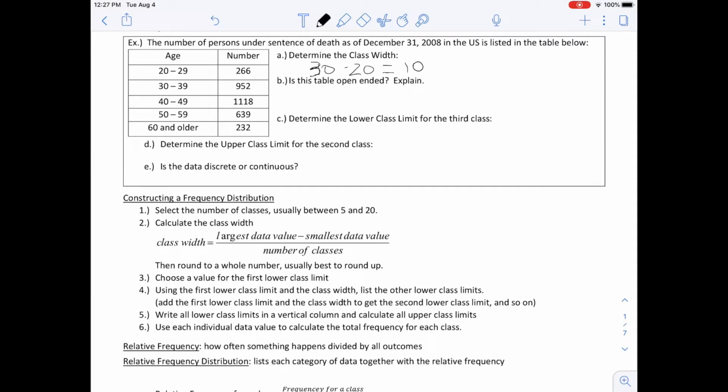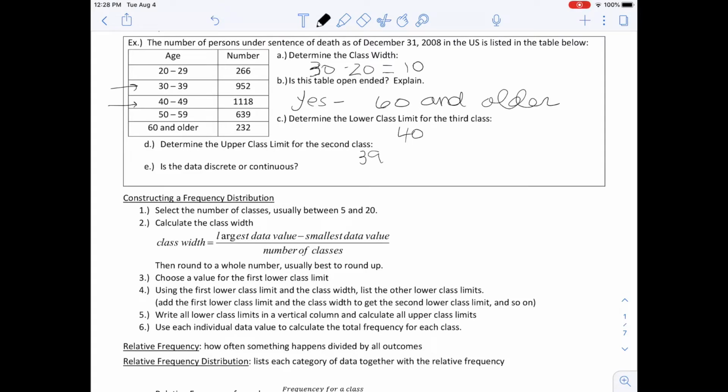Part B says, is this table open-ended? And we will say yes. The reason this is open-ended is because that last class says 60 and older, so that means we don't have an upper limit there. Part C says determine the lower class limit for the third class. Our third class here has a lower class limit of 40. And D says determine the upper class limit for the second class. Looking at the second class, that upper class limit would be 39.